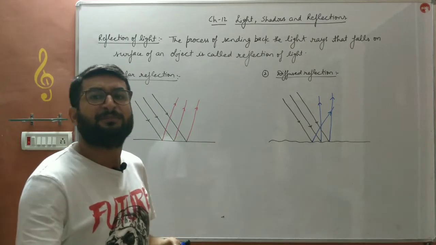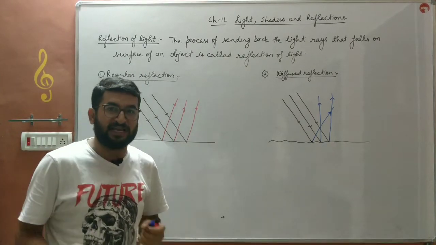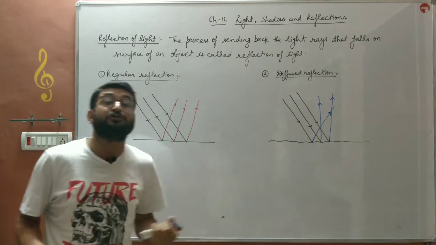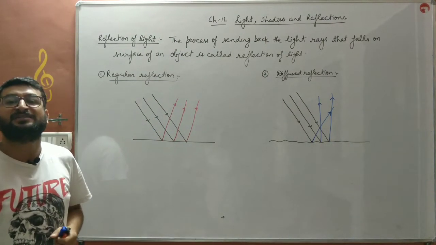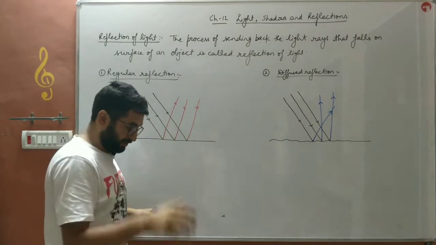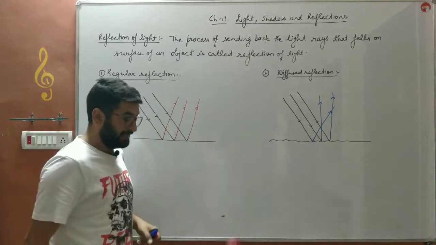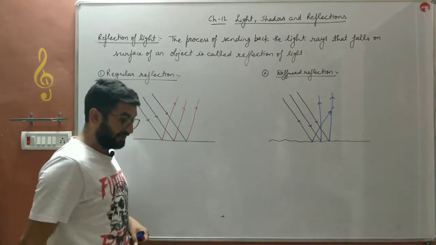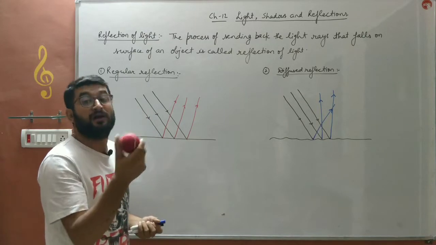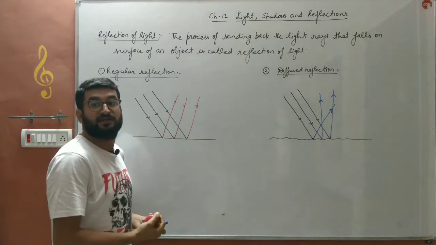What is reflection, bache? The bending back or the sending back of the light when it strikes on the surface of an object, when it falls on the surface of an object, is known as reflection. For example, bache, this ball, when I hit it on the ground, it will reflect back and comes back. So this is the reflection of this ball from a surface.